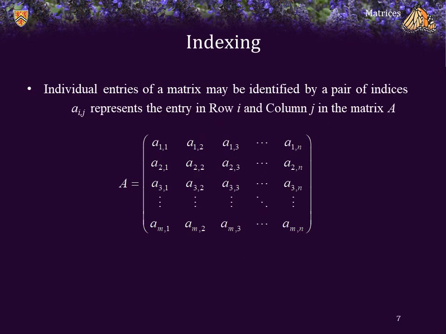Individual entries of a matrix may be identified uniquely by a pair of indices. Here we see the matrix capital A. We will always represent matrices as uppercase, italicized Latin letters. The entries of a matrix capital A will always be lowercase italicized a's with an appropriate subscript. So the entry A sub ij indicates that that entry is in row i and column j. So for example, in this matrix here, the entry 2, 3 appears in row 2 and it is in column 3.